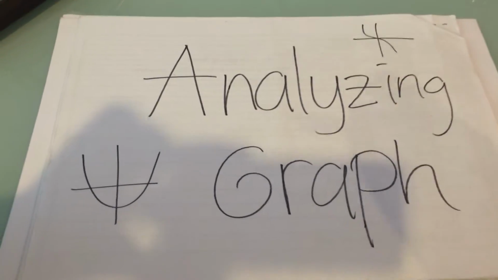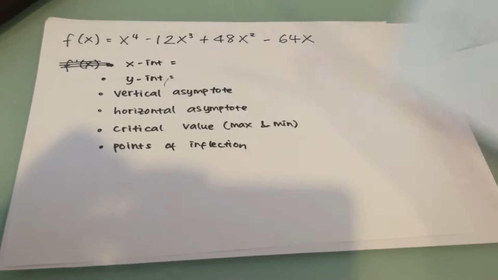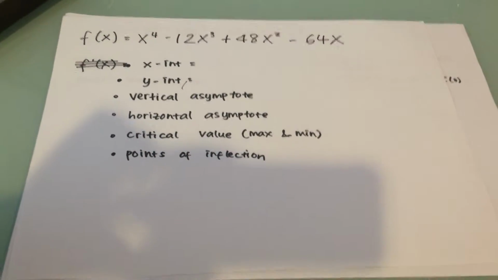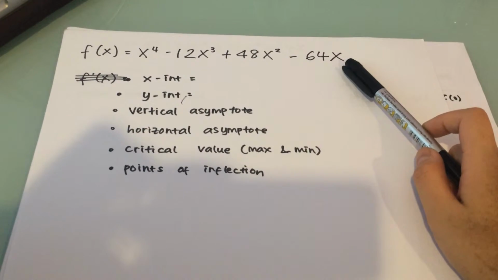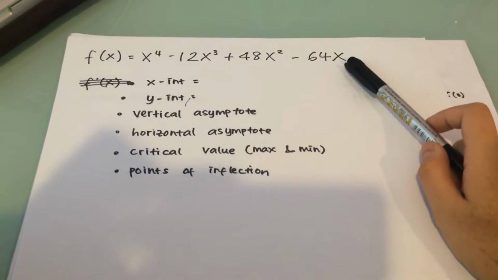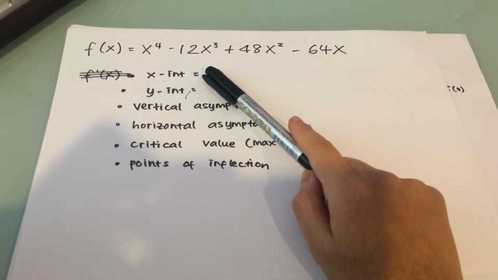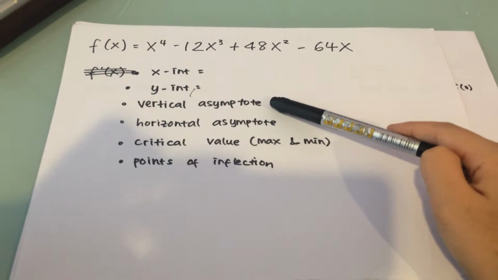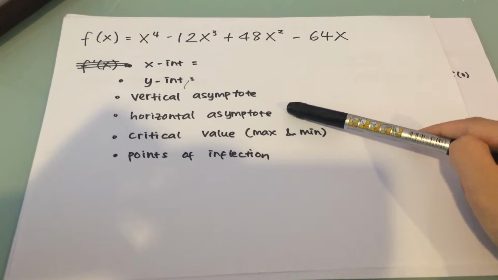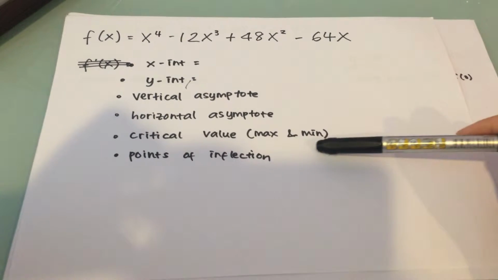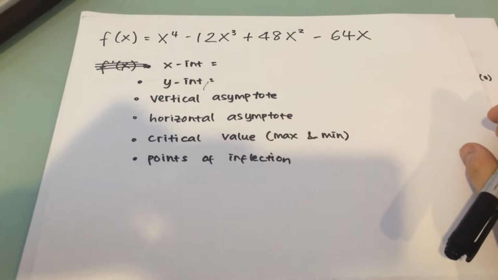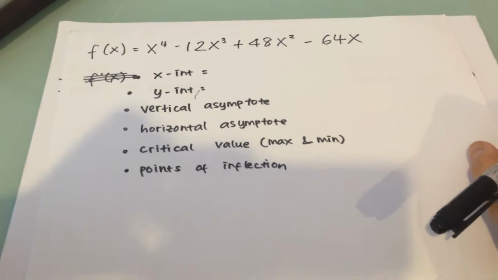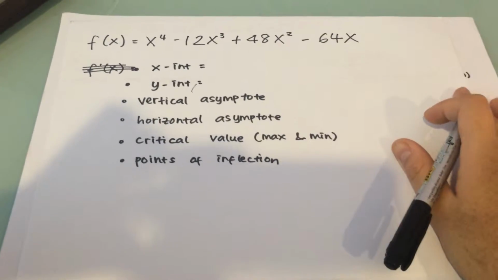So we're gonna start with the simple one. If we have a function here, we're gonna have to find the x-intercept, the y-intercept, the vertical asymptote, the horizontal asymptote, the critical value, which is also the max and the min, and the points of inflection. All of them can be done, and I'm gonna teach you in this video.